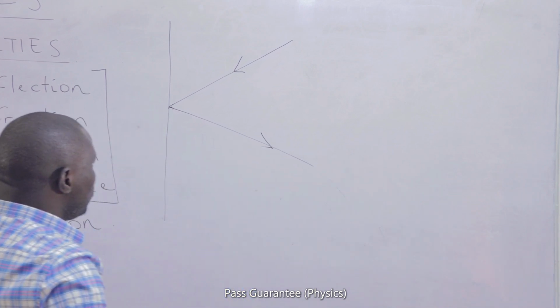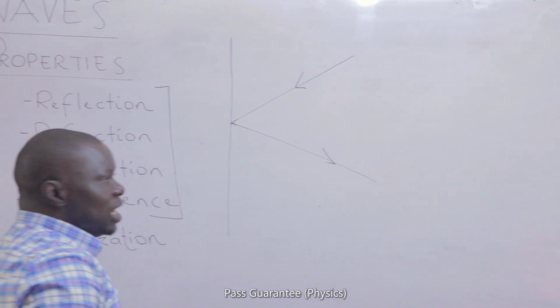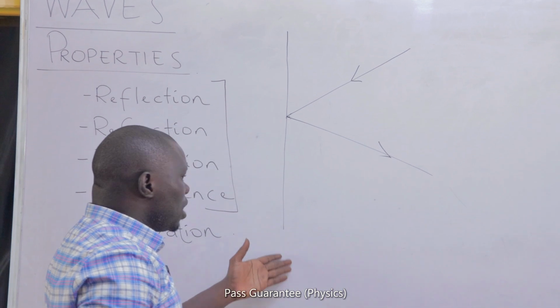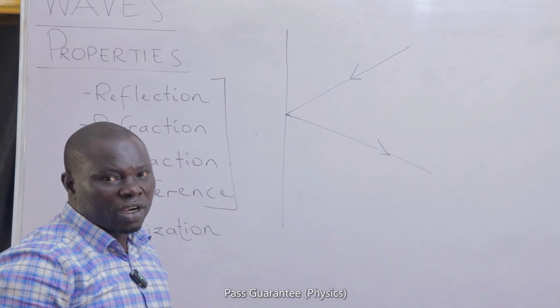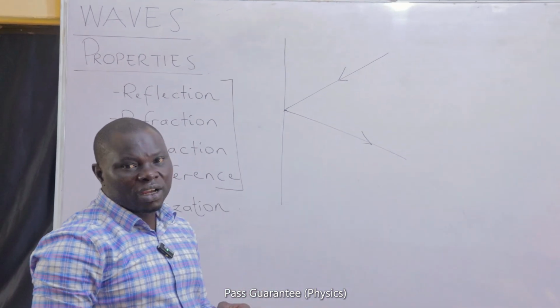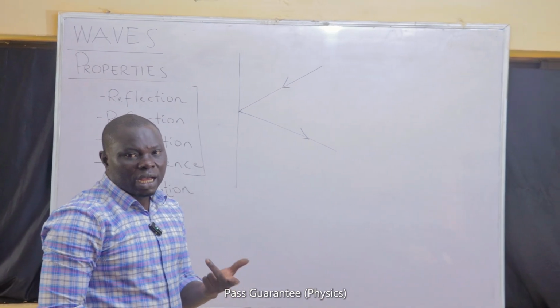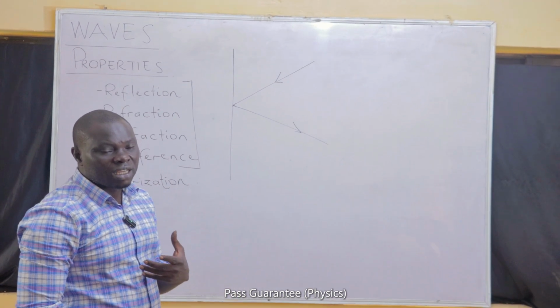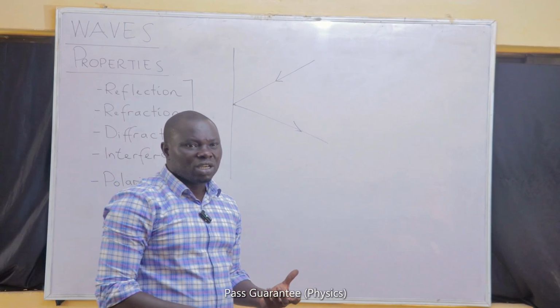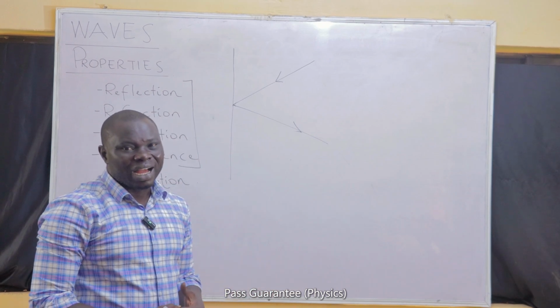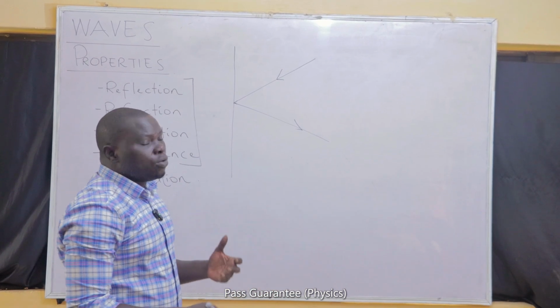Reflection is a property of all waves. All waves can be reflected. It is just that the material that is required to reflect waves differs. For example, light is usually reflected by a very smooth and hard surface. Sound is usually reflected by a rigid and hard surface. And most other waves are reflected by hard surfaces. But all waves can be reflected.